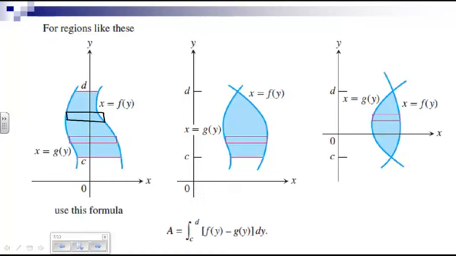In which case, this distance would be described as a slice of y, and this distance here would be described as a right curve subtracted by a left curve. The bigger x values subtracted by the smaller x values.